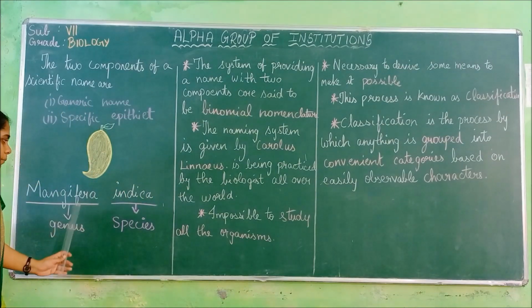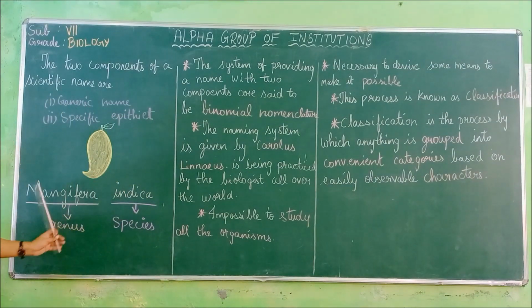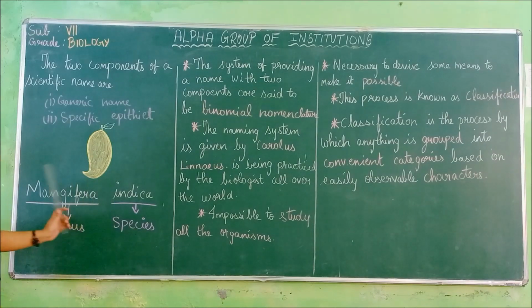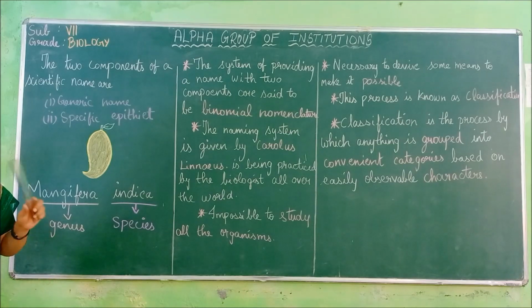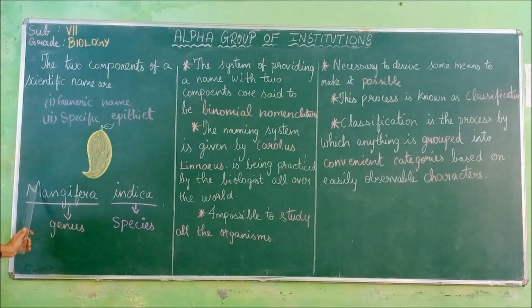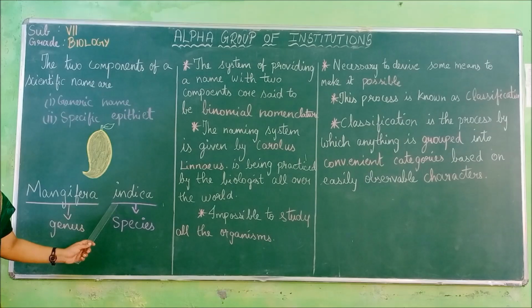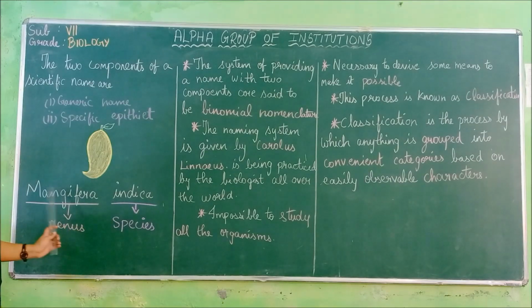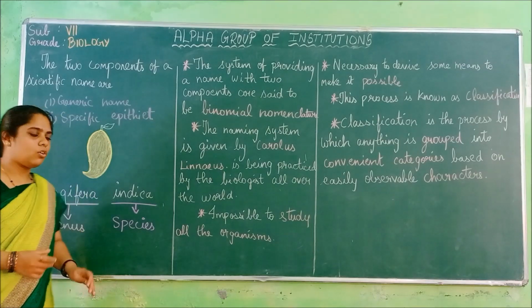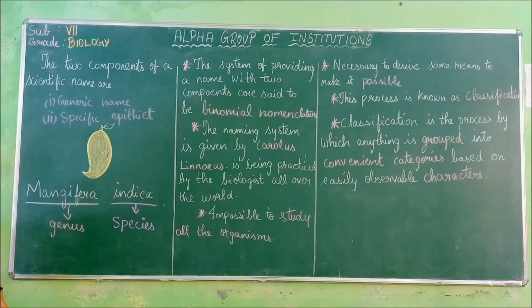In the scientific name, the first word, that is the genus name, should always be in capital letter, and the species name should be in small letter. So if you are writing any binomial name in an exam, you should write the genus name starting with a capital letter, and the species name should start with a smaller letter. All these scientific names will be in the Latin language only.